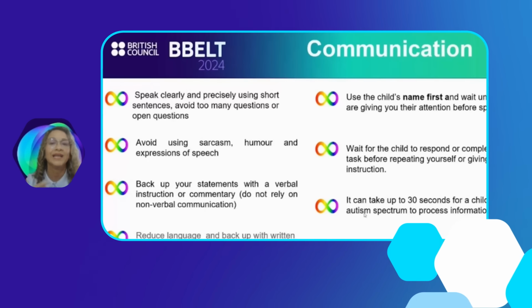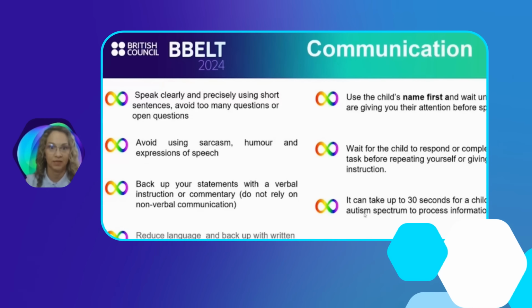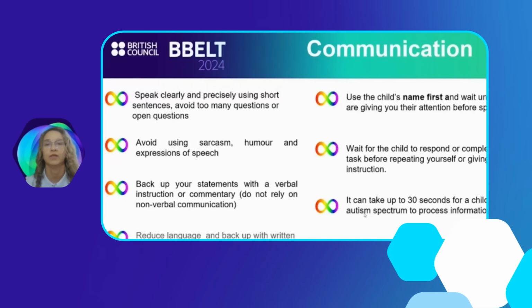Do not rely only on verbal communication or your facial expressions. Try to use pictures, because remember that they find it difficult to decodify that kind of stimuli. Reduce language and back up with written or visual prompts, as I just said. You have to use the child's or the student's name first. Wait until they give you their attention before starting to speak, and you have to wait for their response, because it might take more than 30 seconds for an autistic student to process information and understand the message that you are giving them. So be patient.